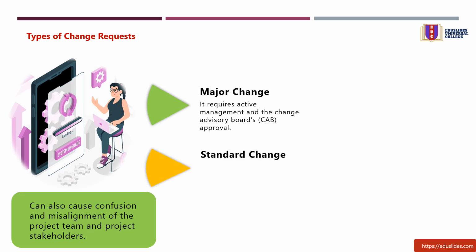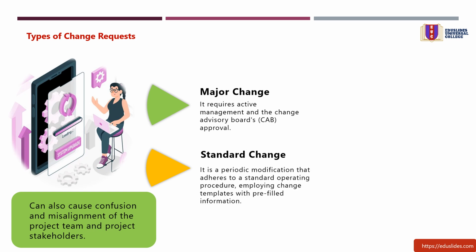2. Standard change. A standard change is a low-risk, low-impact change that has already been defined and approved. It is a periodic modification that adheres to a standard operating procedure, employing change templates with pre-filled information. Unlike the usual process flow, in a standard change, the initial approval is a one-time event and subsequent approvals do not require CAB confirmation. Examples of standard changes include operating system upgrades and patch deployments.